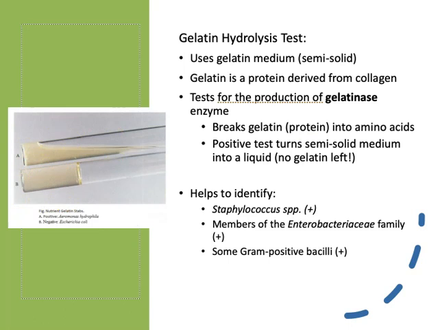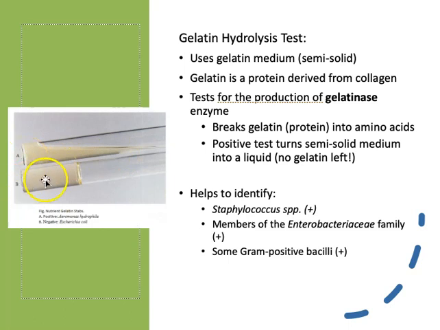Now, one of the interesting things about the gelatin hydrolysis test is how we incubate it. We have to incubate it at room temperature, and we have to leave it to incubate for anywhere from 5 to 7 days. It takes that long for enough cells to grow for us to determine whether or not the gelatinase enzyme is present. Now, why don't we just put it into an incubator? The answer is that heat in the incubator will also cause gelatin to liquefy, so we can't do that.